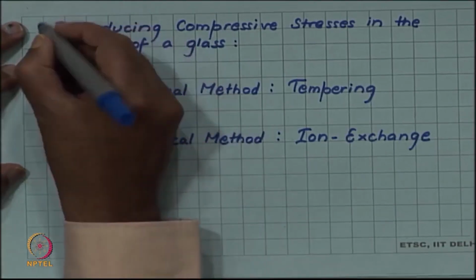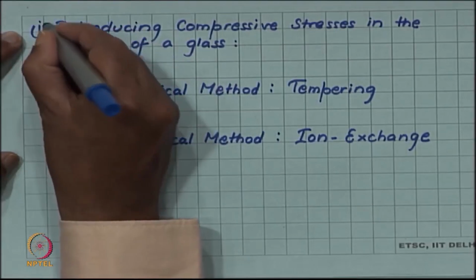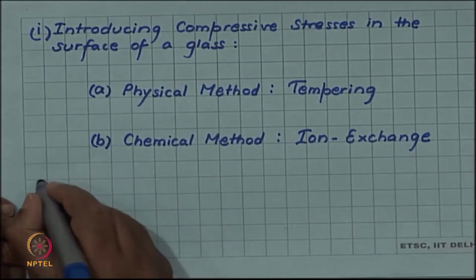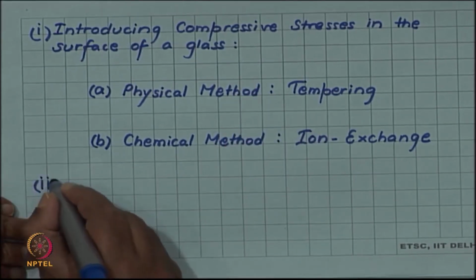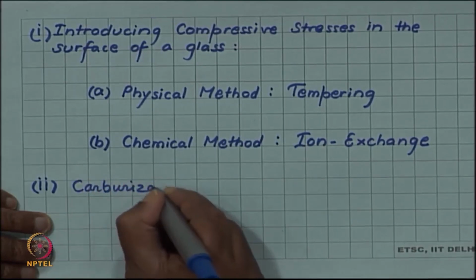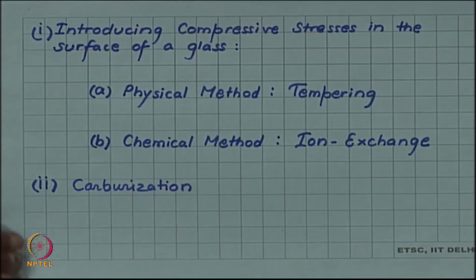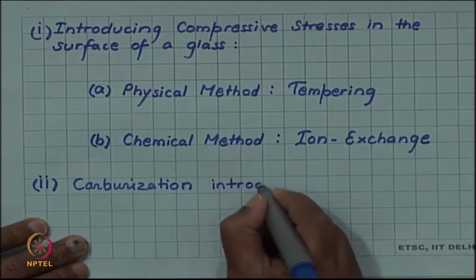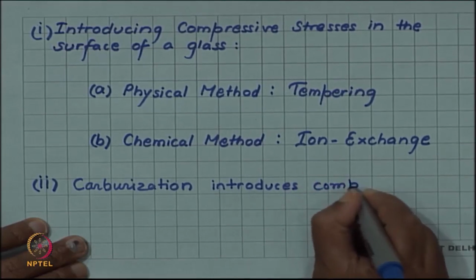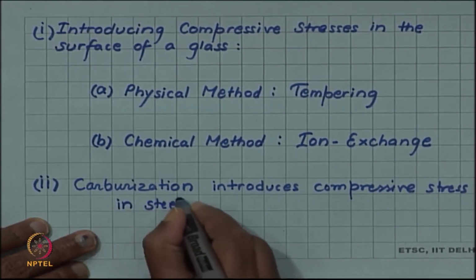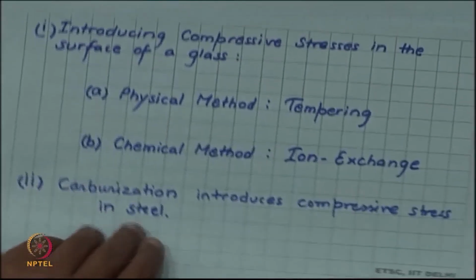This compressive surface stress can be introduced in glass by a physical method called tempering or a chemical method called ion exchange, and we will discuss both of these methods in detail later. Another way of doing this for steel is carburization. We have studied carburization while discussing diffusion. If carbon is introduced into the surface, not only does it enhance the carbon concentration and hence the hardness of the surface, it also introduces surface compressive stress, and thus enhances the fracture resistance of the material.